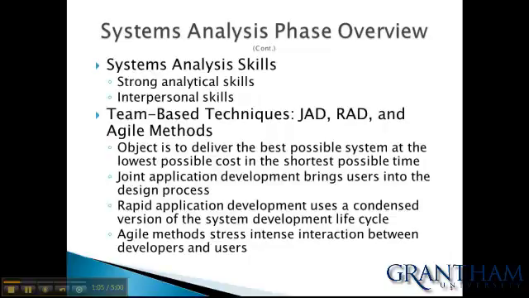A systems analyst needs to have strong analytical skills and interpersonal skills. Team-based techniques can be used, such as JAD, RAD, and Agile methods. The objective is to deliver the best possible system at the lowest possible cost in the shortest possible time. Joint application development brings users into the design process. Rapid application development uses a condensed version of the system development life cycle. And Agile methods stress intense interaction between developers and users.